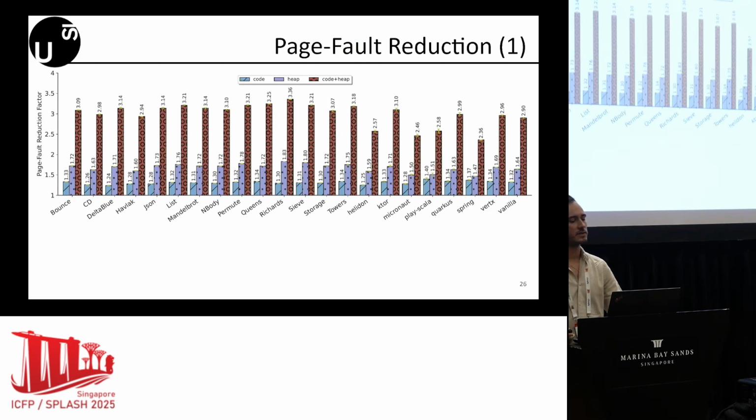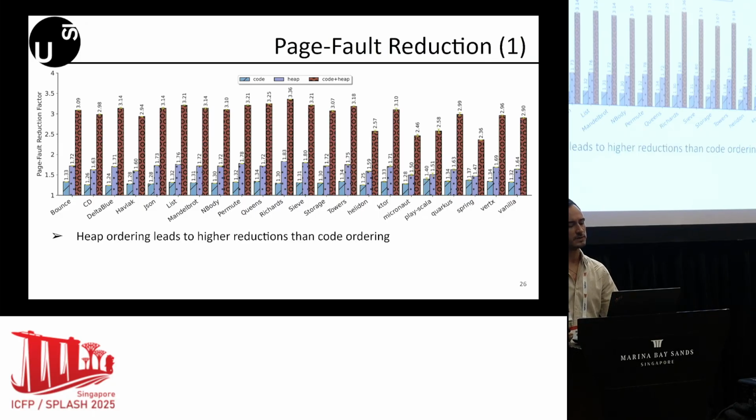In this plot, you can see the page fault reduction factors achieved by our technique. On the y-axis, the higher the better. On the x-axis, you can see the benchmarks, RWFastYet up to towers, and then microservices. Different columns represent different ordering strategies. Overall, we see that heap ordering leads to higher reduction than code ordering, and then code and heap ordering are synergistic.